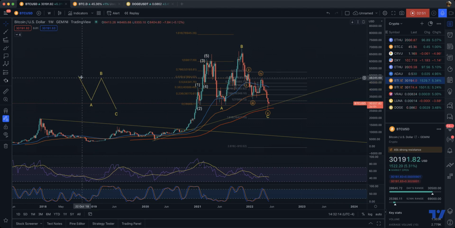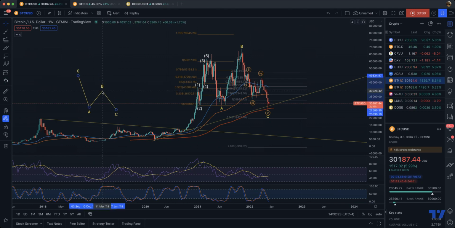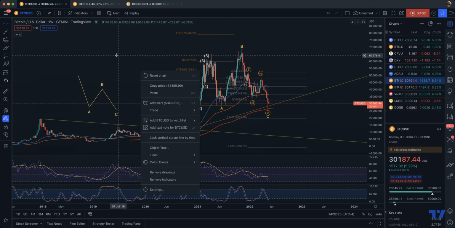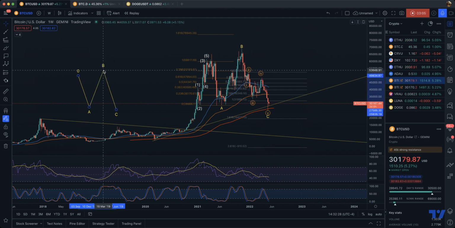Unlike a zigzag, which is 5 down, and then the C just barely overshoots it. 5 down, 3 up, 5 down. So irregular looks like that, basically. And that's pretty much what this looks like.